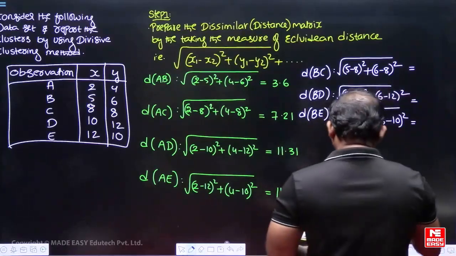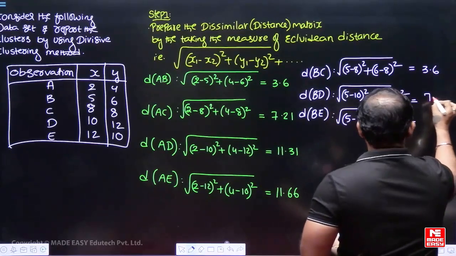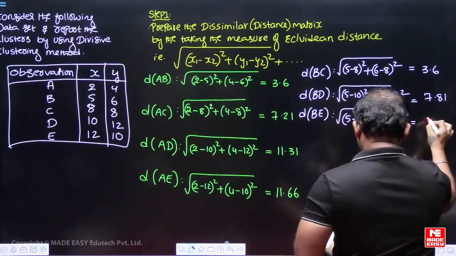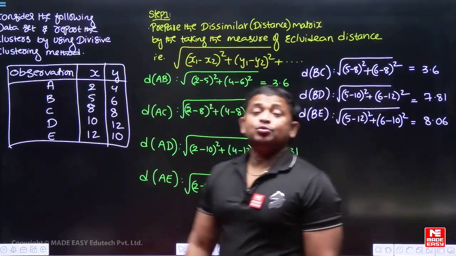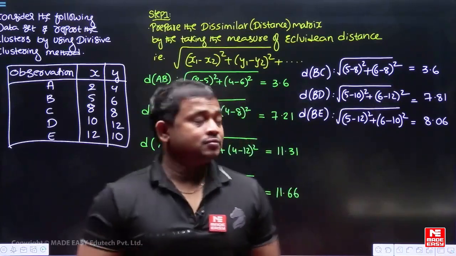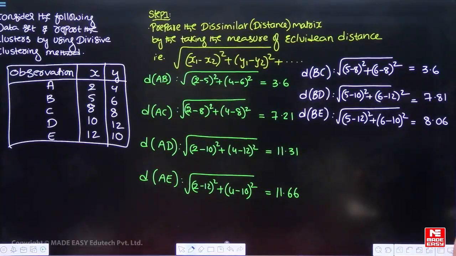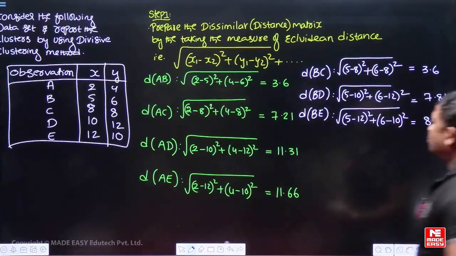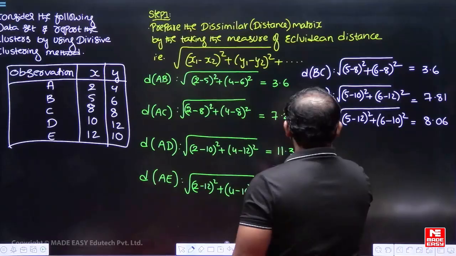Okay, so I computed these: 3.6, 7.81 and 8.06. Please all of you cross examine the values. So this is the distance between B and the other points. Now what we need to do is take the distance between C and the other points.